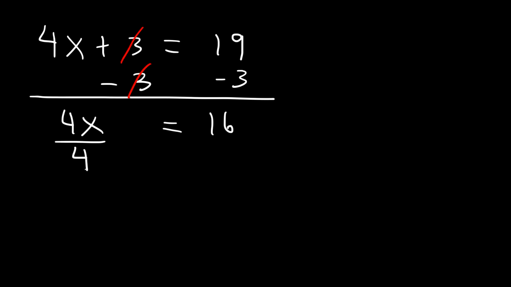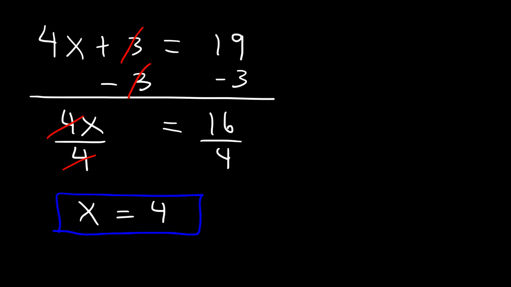Next, to separate the 4 from the x, we need to divide both sides by 4. 4 divided by 4 is 1. 1x and x, you could just write it as x. On the right side, it's 16 divided by 4, which is 4. And so that's the answer for this problem. X is equal to 4.